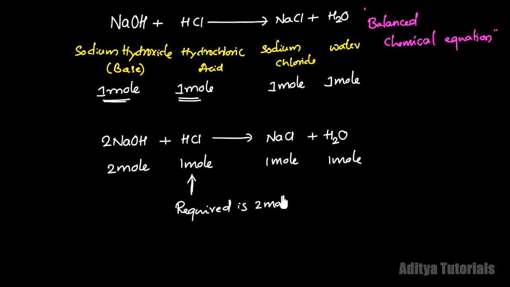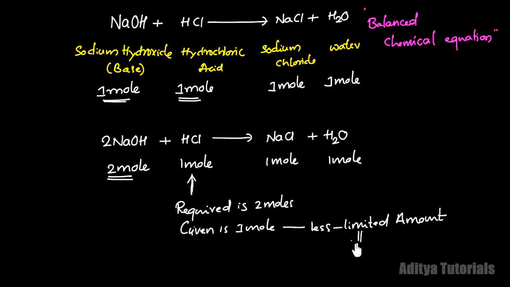Remember, the required amount is 2 moles. Why 2 moles? Because here we have 2 moles of sodium hydroxide, therefore required is 2 moles, but given is 1 mole. So in the given reaction, the HCl, the hydrochloric acid, is given in less or limited amount. Hence it is called the limiting reagent. In this case, the sodium hydroxide is given more, right? It is given more as compared to HCl.